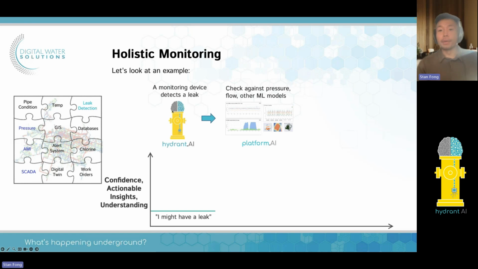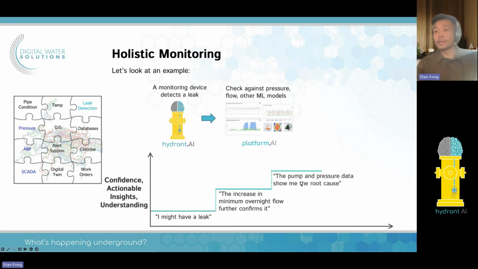Let's say beyond that, though, you want to increase that confidence. So you check to see, do I see it in my pressure, my flow? Do I have other machine learning models running on other data sources that might be able to elaborate on what the acoustics are seeing? Maybe you see it in the flow, and that would say, okay, the increase in minimum overnight flow further confirms the fact that I've got a leak.